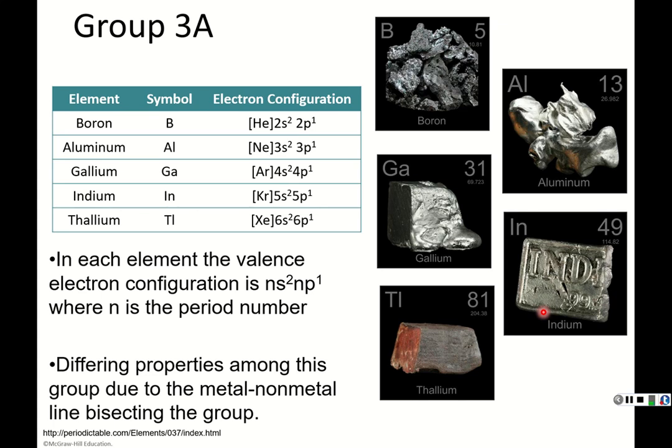So there's some differing properties among this group due to that metal-nonmetal line bisecting the group. If you remember, there's that line right below boron, between boron and aluminum. That would be the metal-nonmetal line. So there are going to be some different properties there.